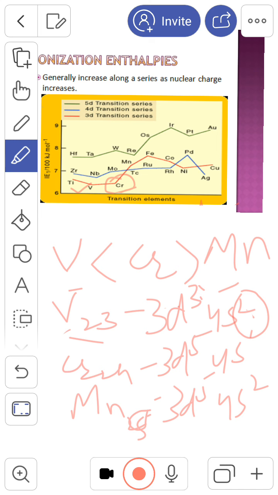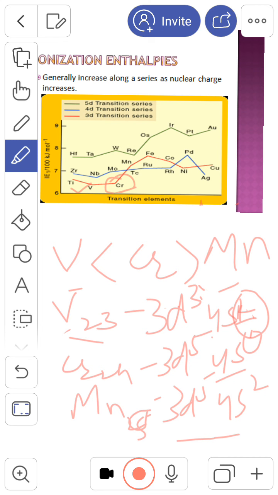And in the case of chromium, it is also easy to remove the electron, but its energy is higher than that of vanadium due to effective nuclear charge. As the atomic number increases, effective nuclear charge also increases. Similarly for manganese for first ionization enthalpy. But for second ionization enthalpy, here we are left with one electron, and this one electron is easily removed from the 4s orbital.